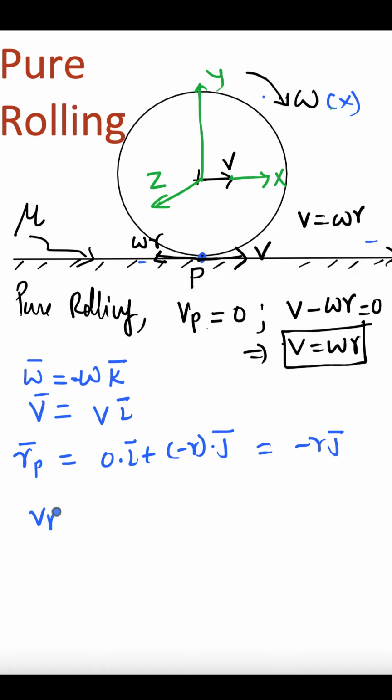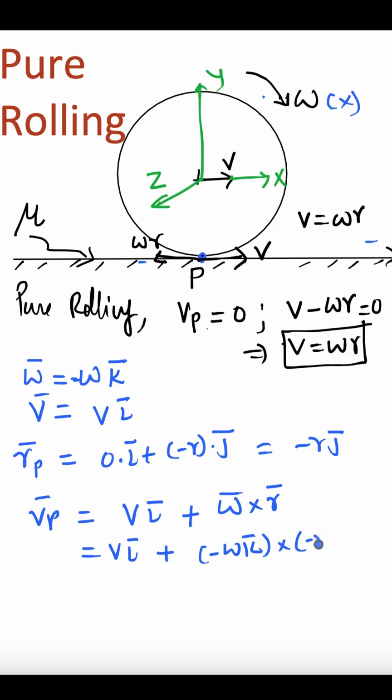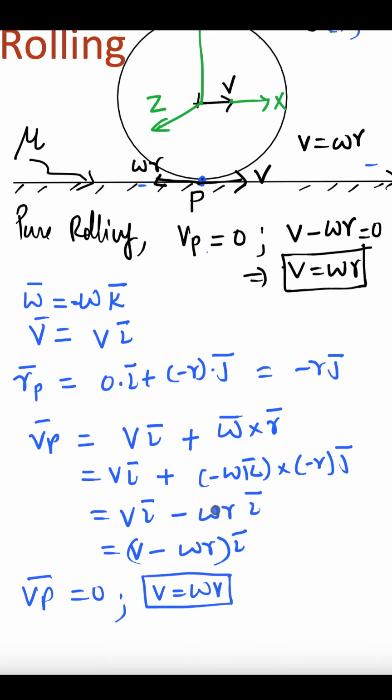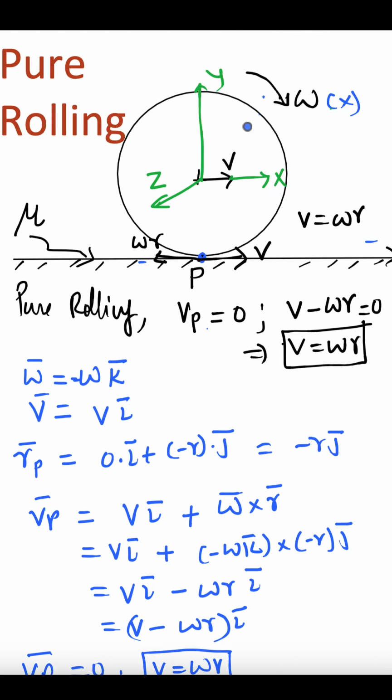And hence Vp is equal to v i plus omega cross r, which is v i plus minus omega k cross minus r j, and therefore this is (v minus omega r) i. So this is the condition using mathematics. Now we can apply this for any point on this rigid body.